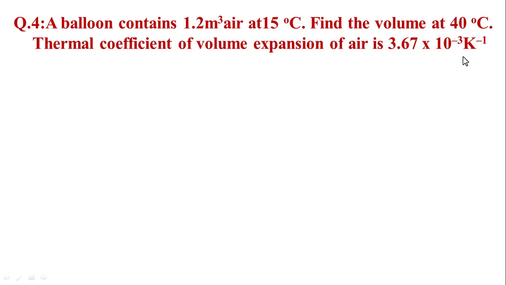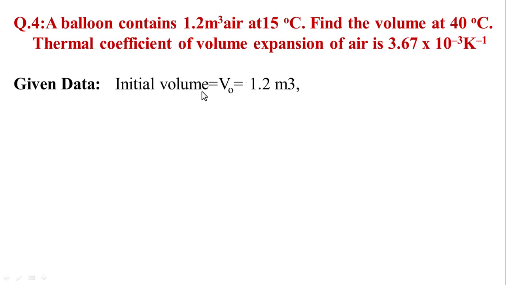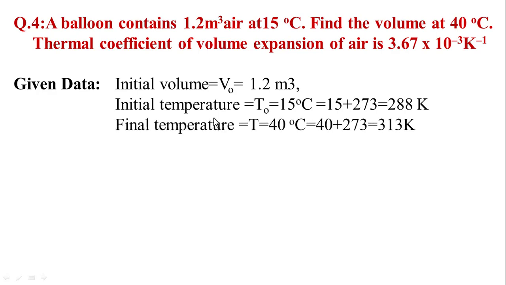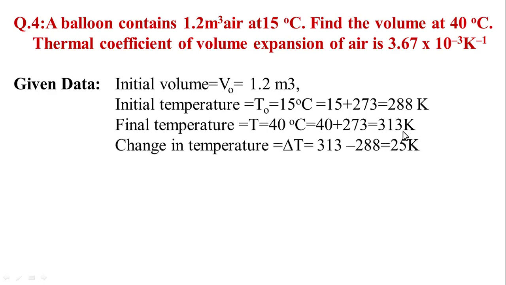Now, first of all, write the given data. Initial volume V naught is equal to 1.2 meter cube and initial temperature T naught is equal to 15 Celsius. 15 Celsius change into Kelvin, then 15 plus 273 is equal to 288 Kelvin. Now we can write the final temperature T is equal to 40 Celsius. Then 40 plus 273 is equal to 313 Kelvin.